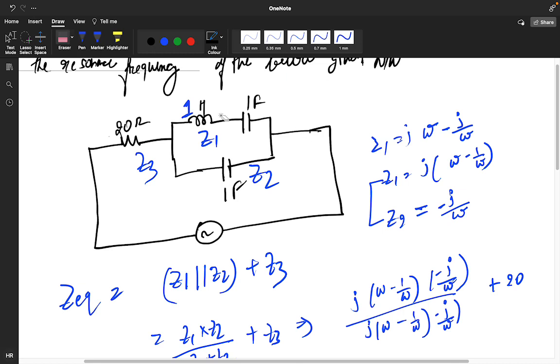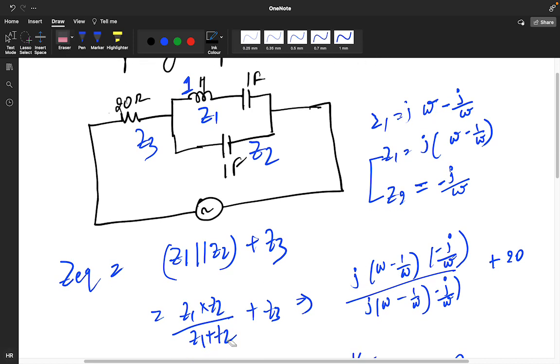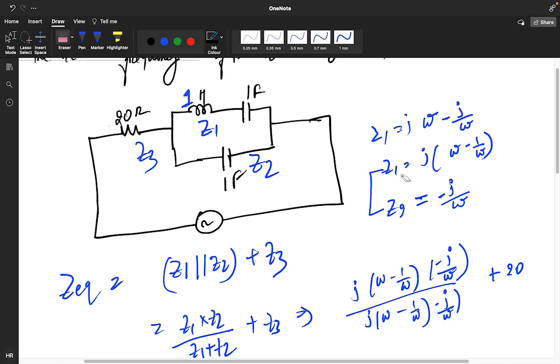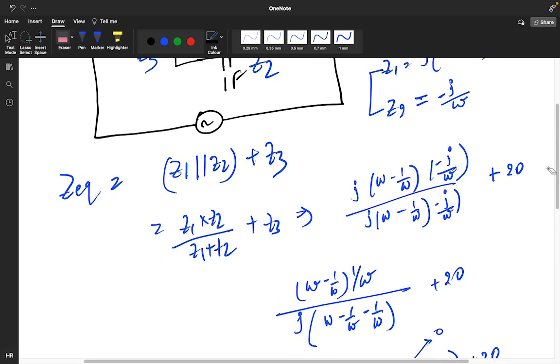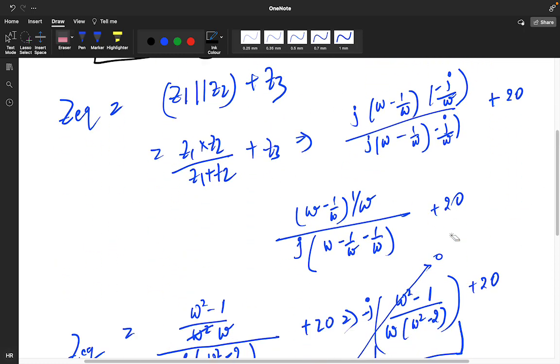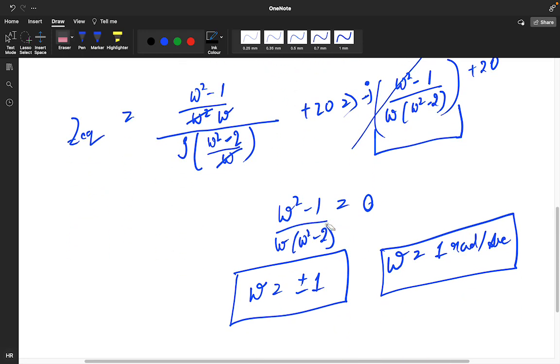Understood guys? So you are getting Z1 value is j omega minus j by omega. Z1 value is j as a common, omega minus 1 by omega. Z2 is minus j by omega. And you are doing Z1 Z2 divided by Z1 plus Z2, plus Z3. So if you do Z1 into Z2 divided by Z1 plus Z2, you will get this particular result. And your Z3 is 20, after solving this you are getting equations like this. Then you are equating to 0. What value you are getting? Omega value 1 radian per second.